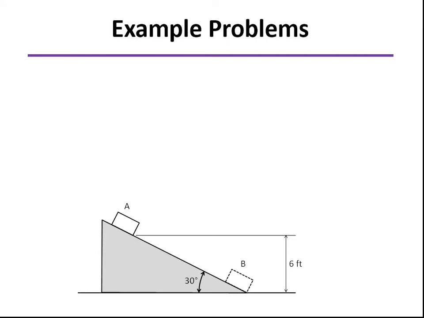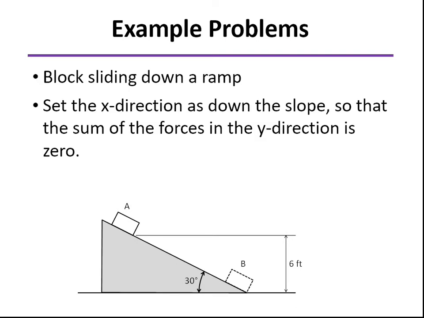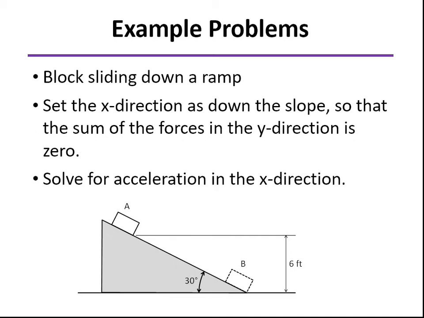So here's a typical example problem. You've got a box that's sliding down the ramp from point A to point B. And so in this kind of problem, you want to set your x and y coordinates such that the x direction is in the direction of motion, that is down the ramp. If you do that, then the y direction, when you sum force in the y direction, you can set that equal to 0 because there is no motion in the y direction.